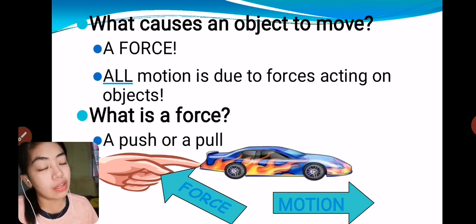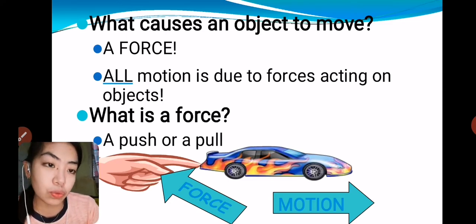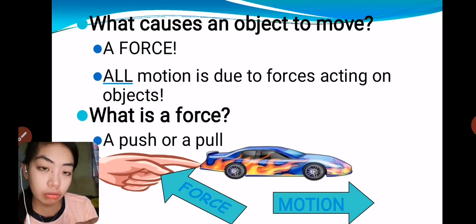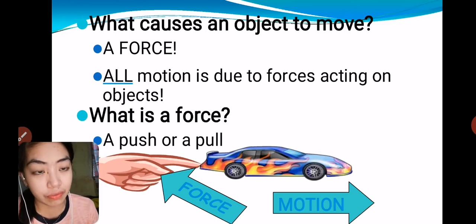Meron kasi tayong different types of force. So, just like on this picture, meron tayong hand ng human, then we have here the toy car. Once na pinush ng human yung toy car, mag-exert siya ng force, then si toy car mag-exhibit din ng motion from that force.